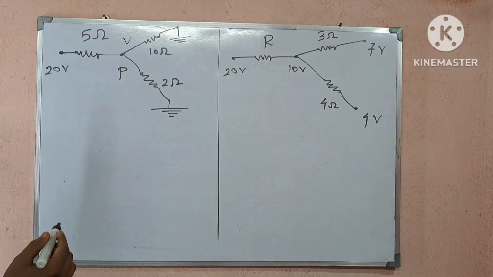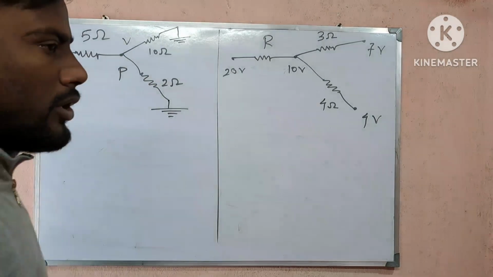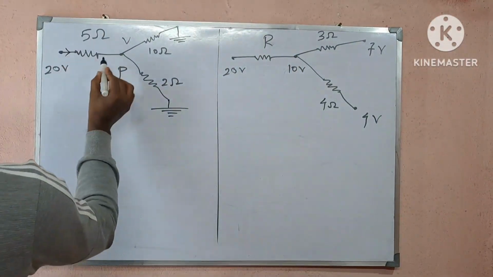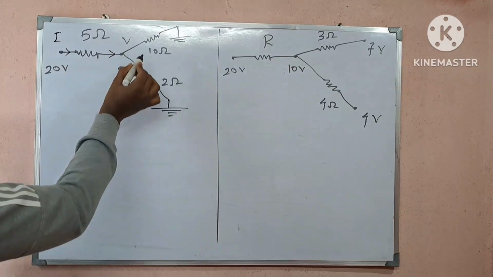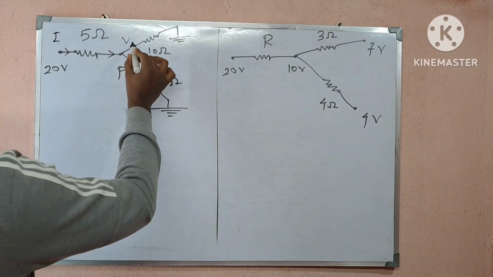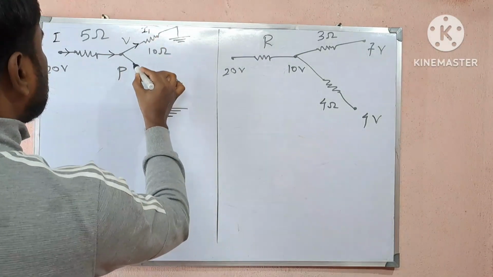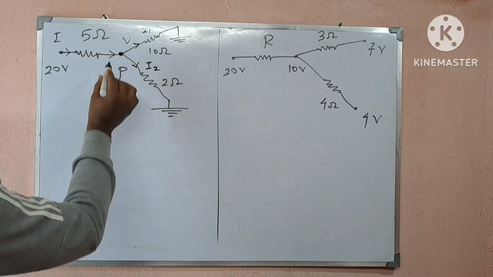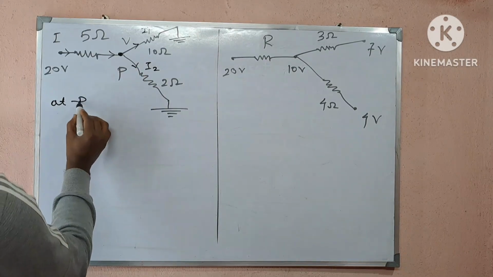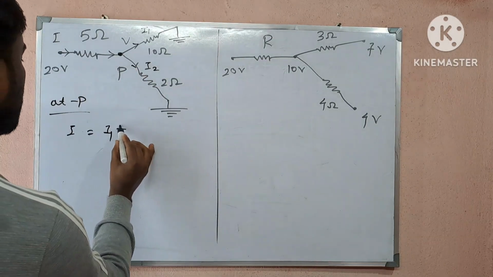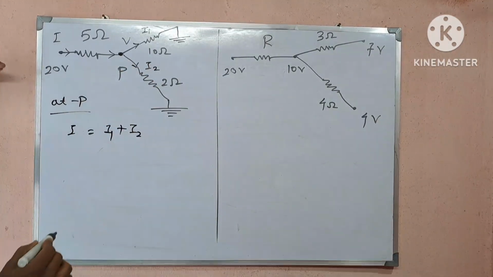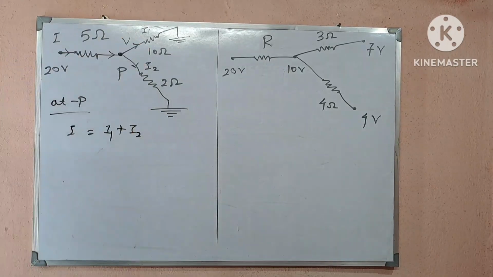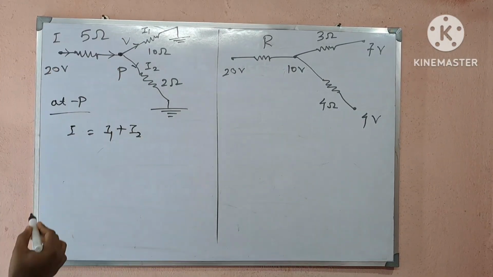So let's say current is flowing in this direction, because we all know current always flows from higher potential to lower potential. Let's say current I is flowing in this direction, and then it will divide into two parts. This is I1 and this is I2. So according to KCL, if you apply KCL at P, then the formula will be I equal to I1 plus I2, because at P, I is the current entering the point P, and I1 and I2 are the currents leaving from the point P.